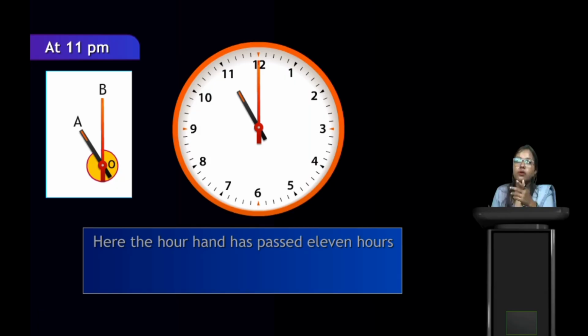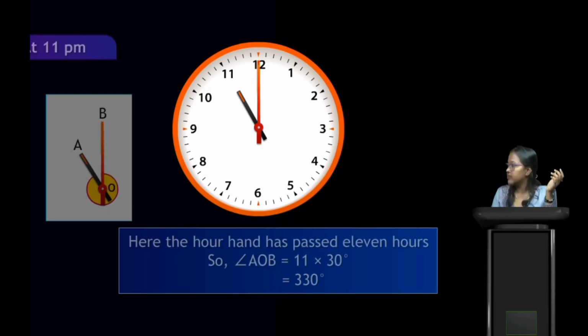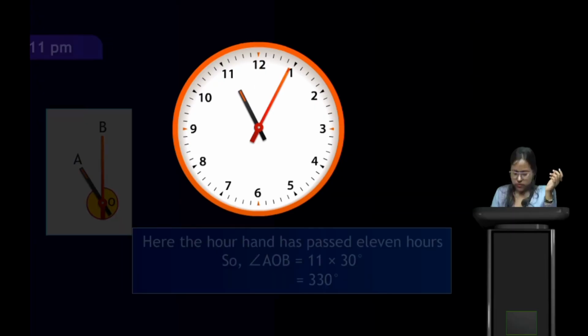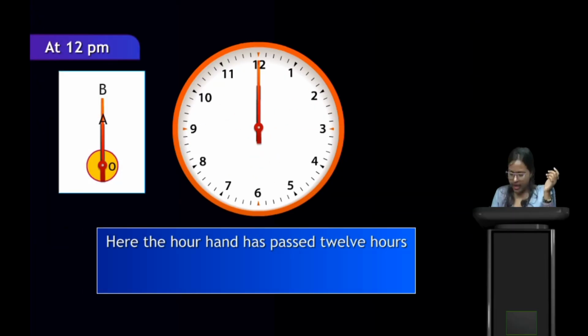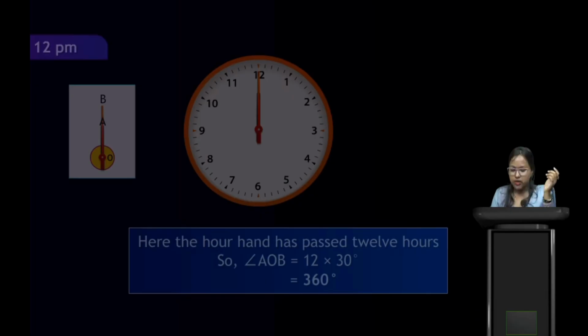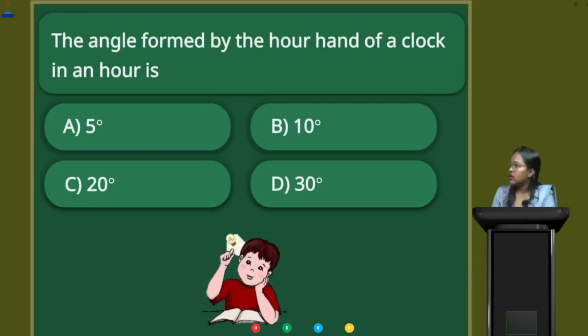Next, at 11 p.m., what you will do? 11 into 30, that means 330 degree. Now at 12 o'clock, at 12 p.m., how much angle it will create? 12 into 30, that means 360 degree. I hope this one is clear.